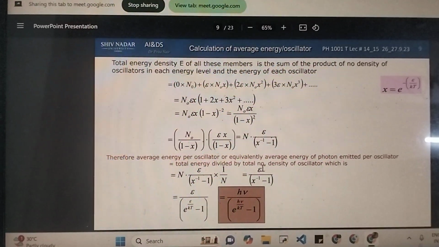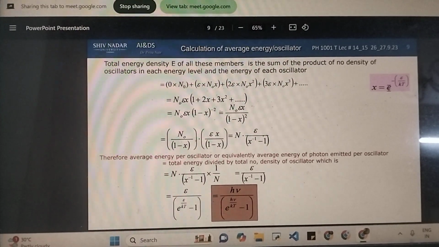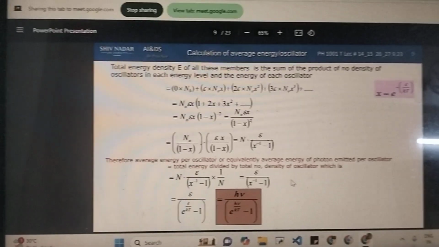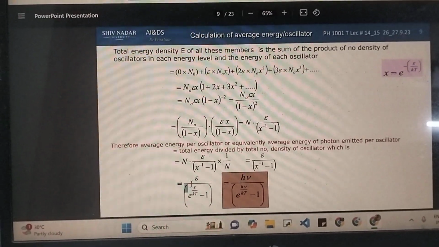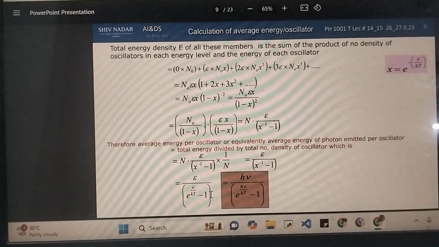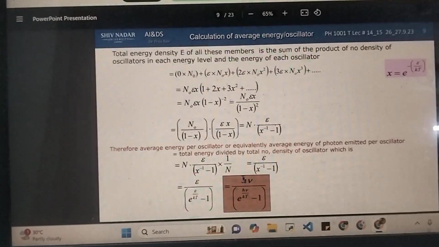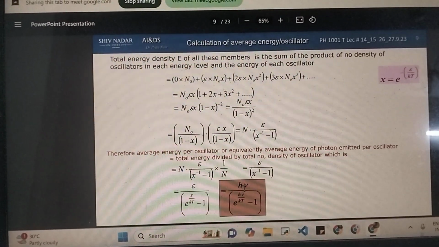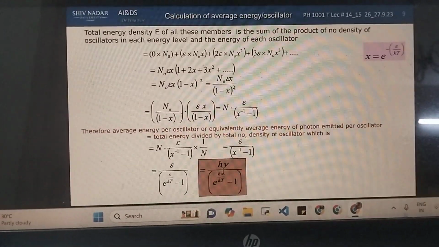So you get epsilon by (x inverse minus 1), where x was nothing but e to the power minus epsilon by kT. So your final expression for average energy per oscillator is epsilon divided by (e to the power epsilon by kT minus 1). And again, epsilon was just a notation we use for h nu. So your final expression for energy per oscillator is h nu divided by (e to the power h nu by kT minus 1).